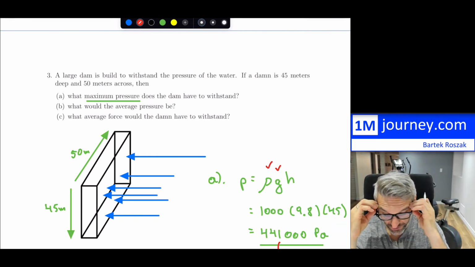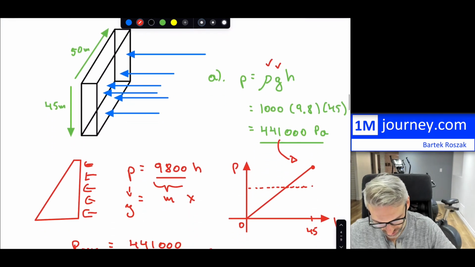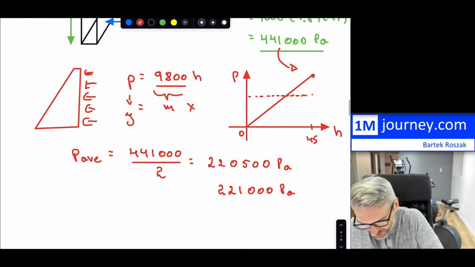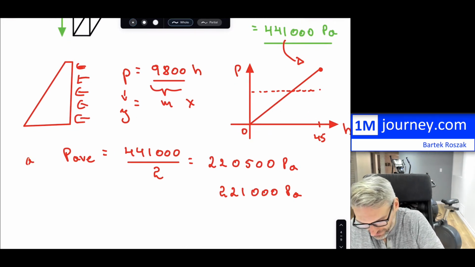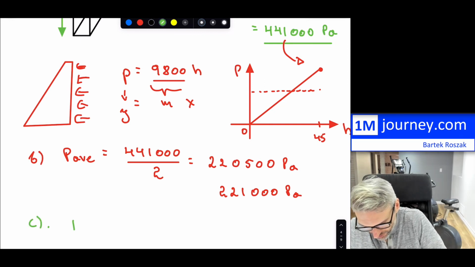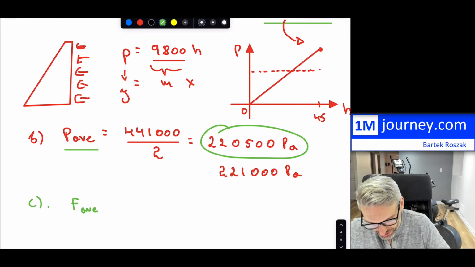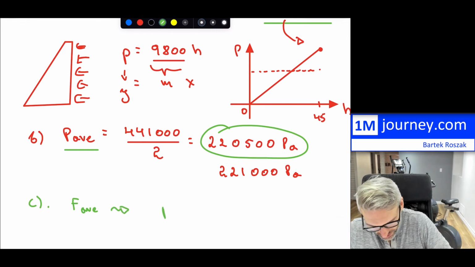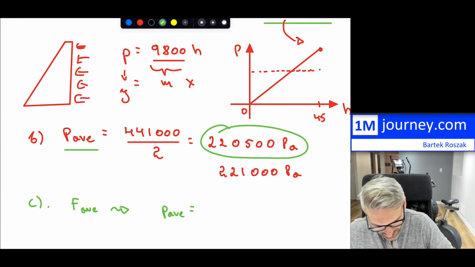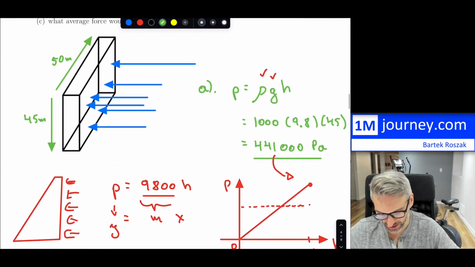Part C, what average force would the dam have to withstand? Okay, so that's a good question to ask. So this was for part B, right there. So what's part C? Now we need to know what the average force is. Well, this is the average pressure right here that we have. Now, the average force, this we can get from the equation. So average pressure is equal to the average force divided by the surface area. So now we do need the surface area of the dam.